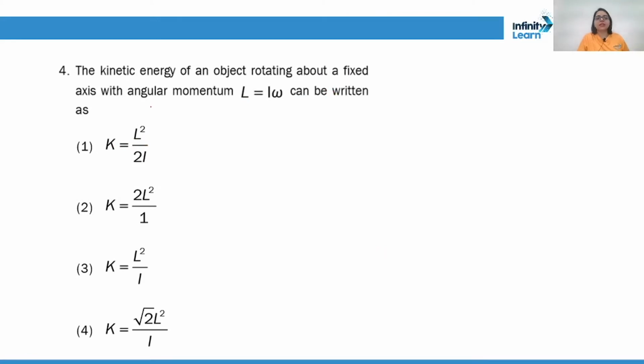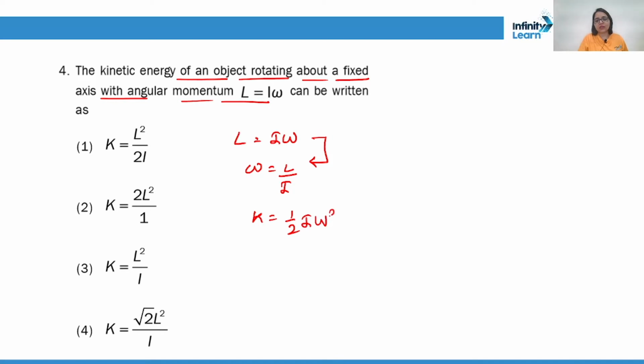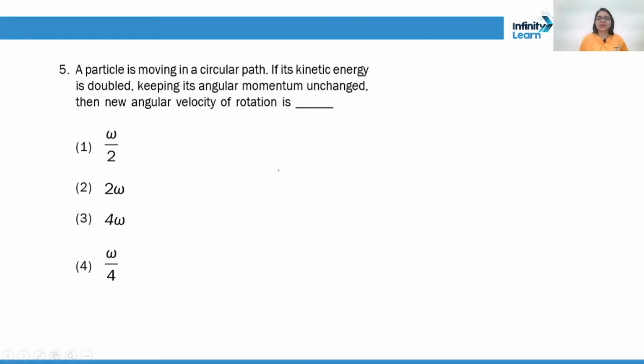Question number 4. The kinetic energy of an object rotating about a fixed axis with angular momentum L, which equals I omega, can be written as. So, omega is L upon I from this relation. Kinetic energy of rotation is given as half I omega squared. Just replace the value of omega as L upon I. So it will be half I L square upon I square, and it is L square upon 2I. So kinetic energy in terms of angular momentum and moment of inertia is L square upon 2I, which is option 1.